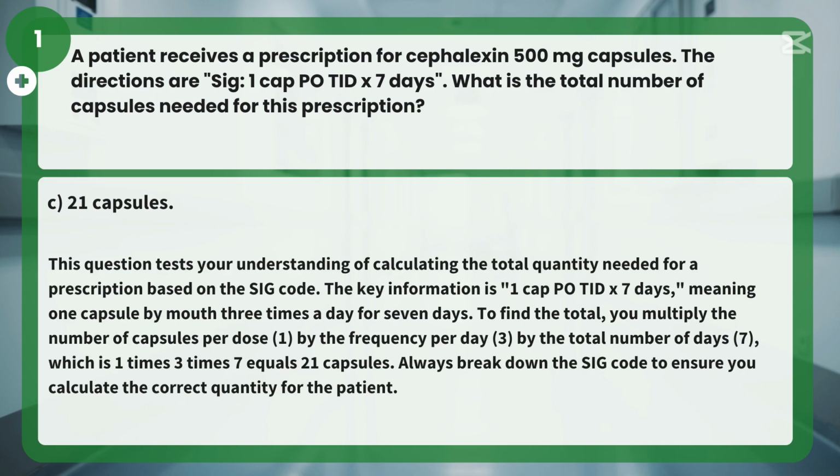Answer: C. 21 capsules. This question tests your understanding of calculating the total quantity needed for a prescription based on the SIG code. The key information is 1 cap PO TID x 7 days, meaning 1 capsule by mouth 3 times a day for 7 days. To find the total, you multiply the number of capsules per dose, 1, by the frequency per day, 3, by the total number of days, 7, which is 1 times 3 times 7 equals 21 capsules. Always break down the SIG code to ensure you calculate the correct quantity for the patient.